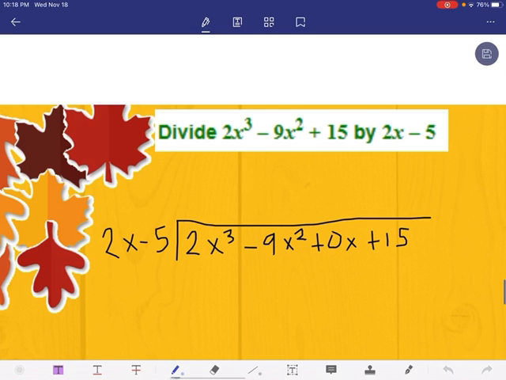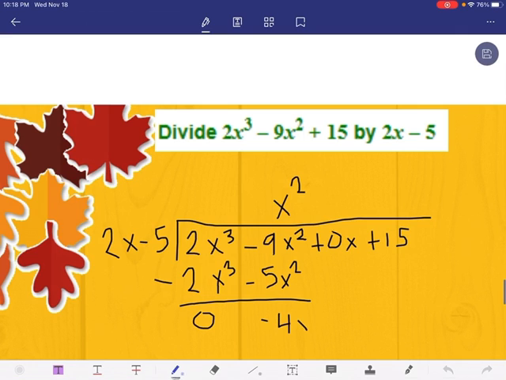So we're going to start our process. 2x needs to be multiplied by x squared in order to get 2x cubed. So I get 2x cubed minus 5x squared. Again, subtracting as we go down. So I get a negative 4x squared. Bring down that 0x. And I'm going to treat my 0x just like I would any of my other terms. It's just a 0 now instead.